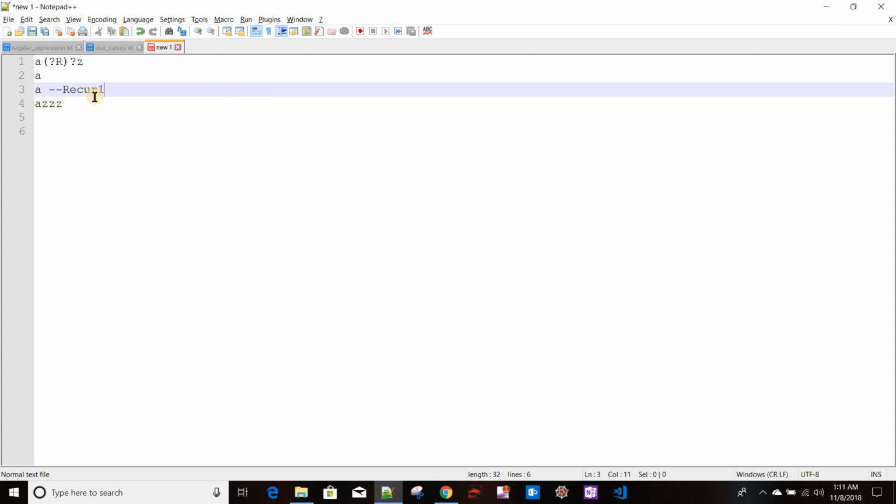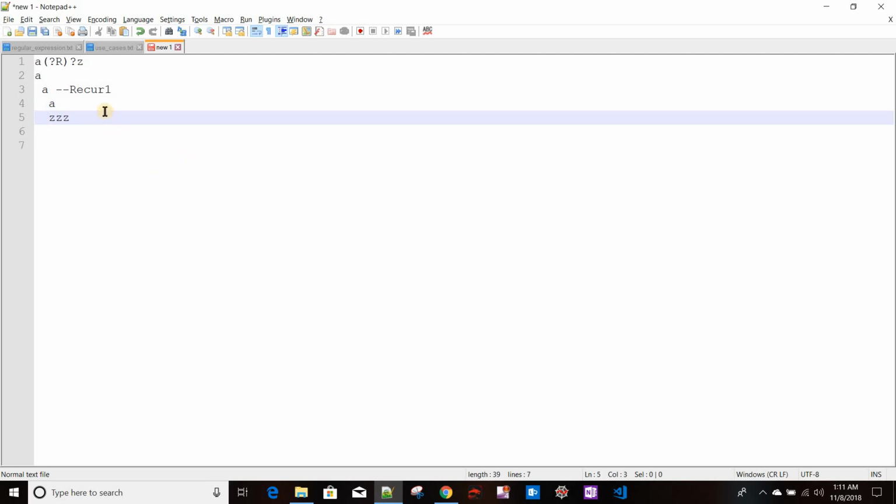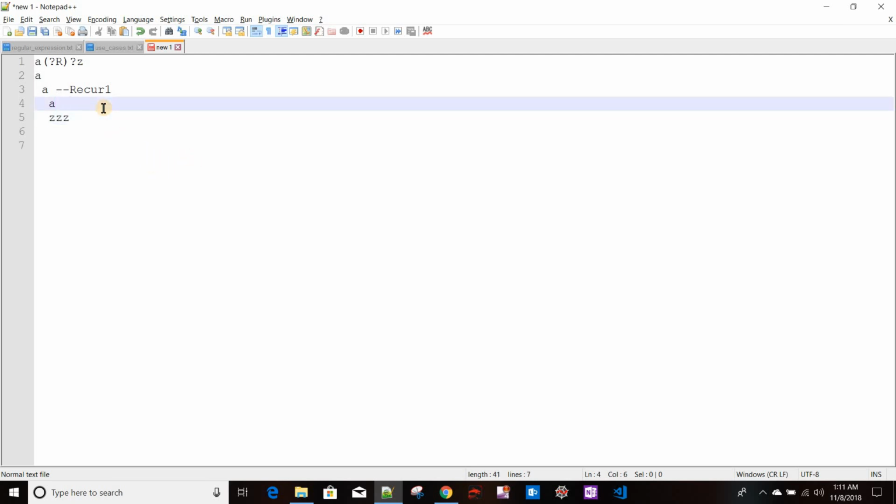It is going inside a recursion. We have to understand that. Now the second A has been matched by recursion. Inside the recursion itself, it is getting another recursion here, right? So again it is trying to execute this full regular expression on this string. It is finding another A, recursion inside recursion. So this is recursion 2.